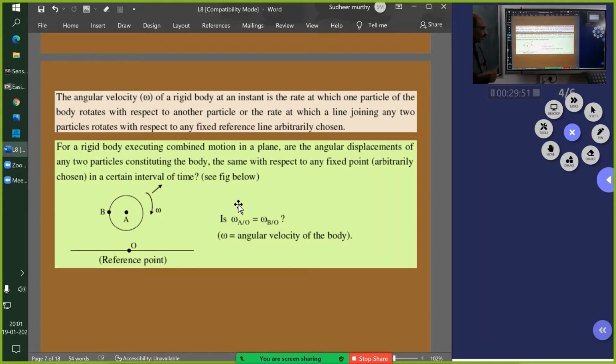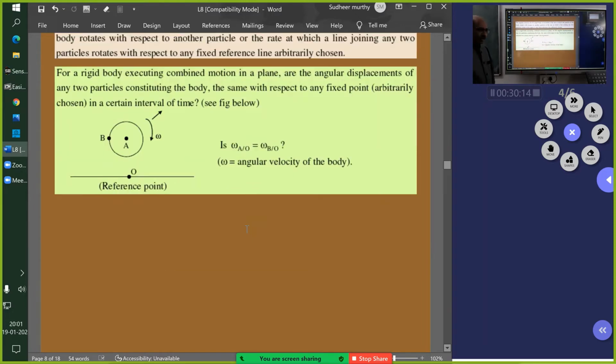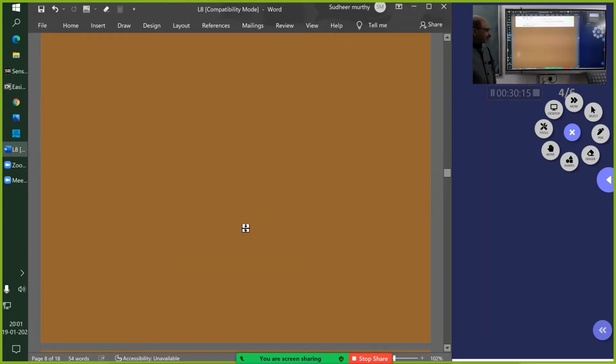So there is a velocity vector associated with A and B. It can be in any direction, but there is a linear velocity vector associated with points A and B. Understand? That is not shown here. Point A is also moving. That's what I said initially.